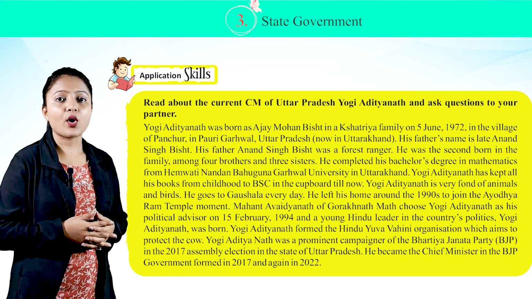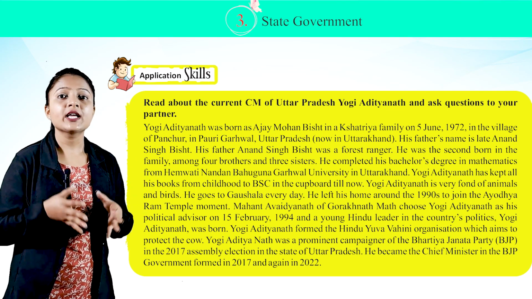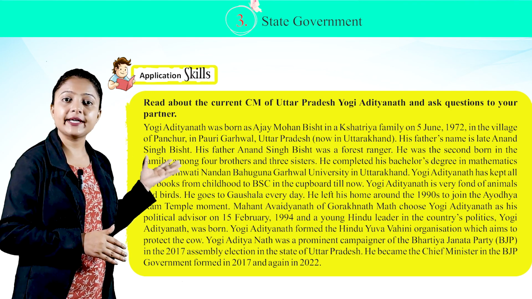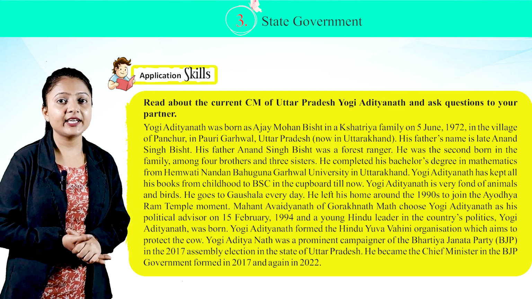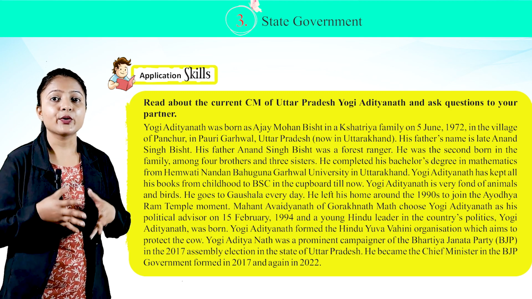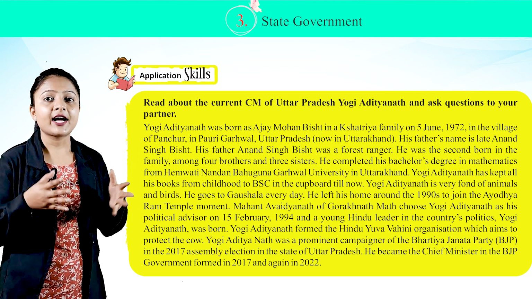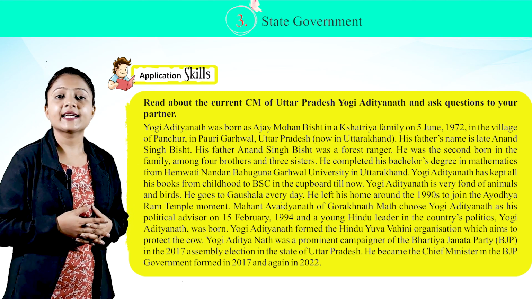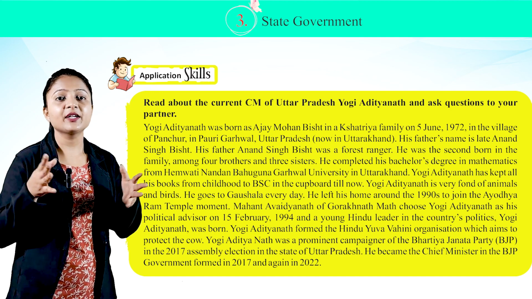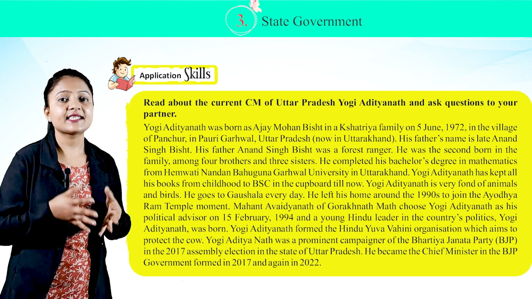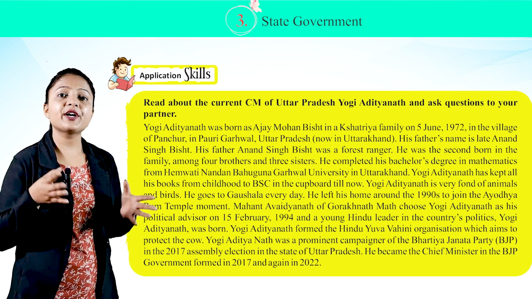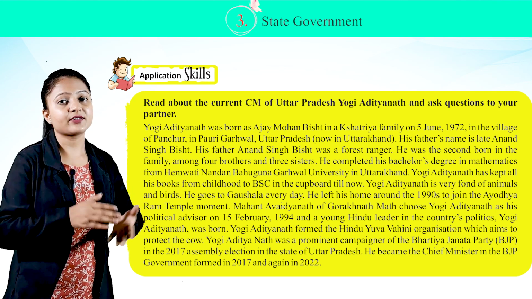Mahant Avaidyanath of Gorakhnath Math chose Yogi Adityanath as his political advisor on 15th February 1994, and a young Hindu leader in the country's politics. Yogi Adityanath formed the Hindu Yuva Vahini organization which aims to protect the cow. Yogi Adityanath was a prominent campaigner of the Bharatiya Janata Party (BJP) in 2017 assembly elections in the state of Uttar Pradesh. He became the chief minister in the BJP government formed in 2017 and again in 2022.